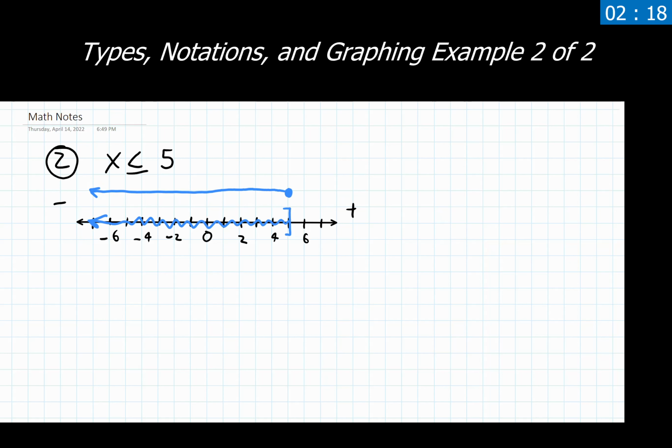Now, if we're going to rewrite this in interval notation, we once again need to determine what is the lowest possible value in this range of numbers and what is the largest possible value in this range of numbers. We'll figure out the bracket or parenthesis afterwards. So the lowest possible value, well, it looks like we have arrows pointing down in the negative direction, which means this is going to go on all the way to negative infinity.